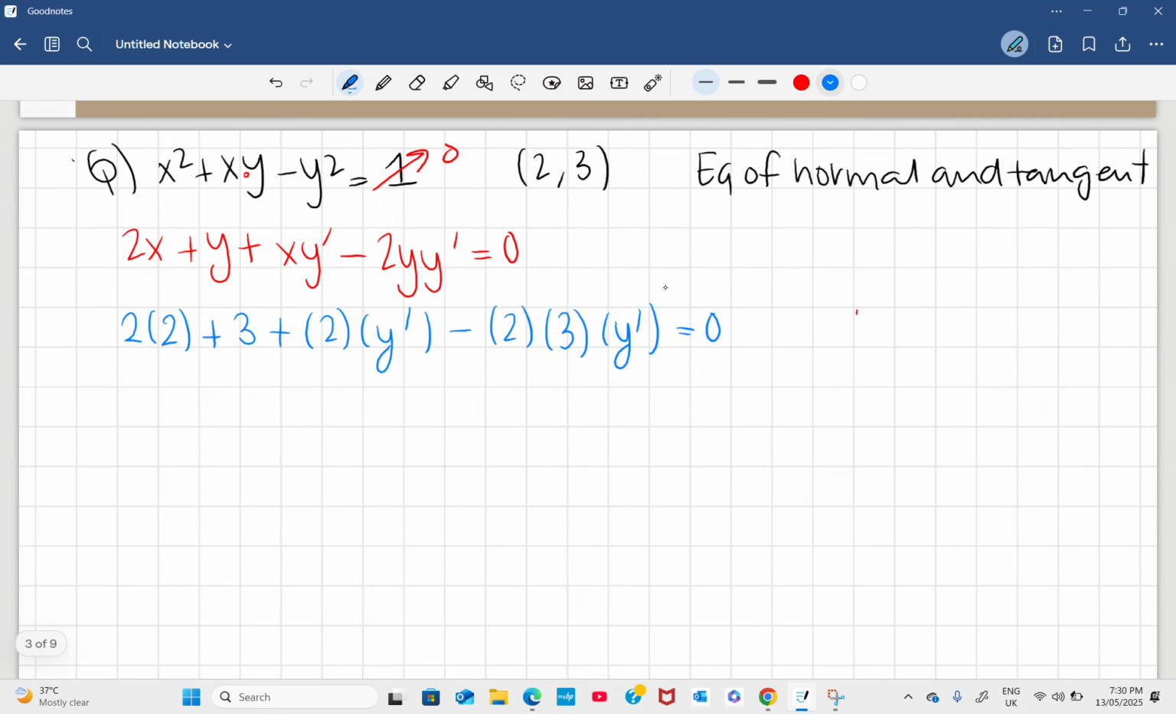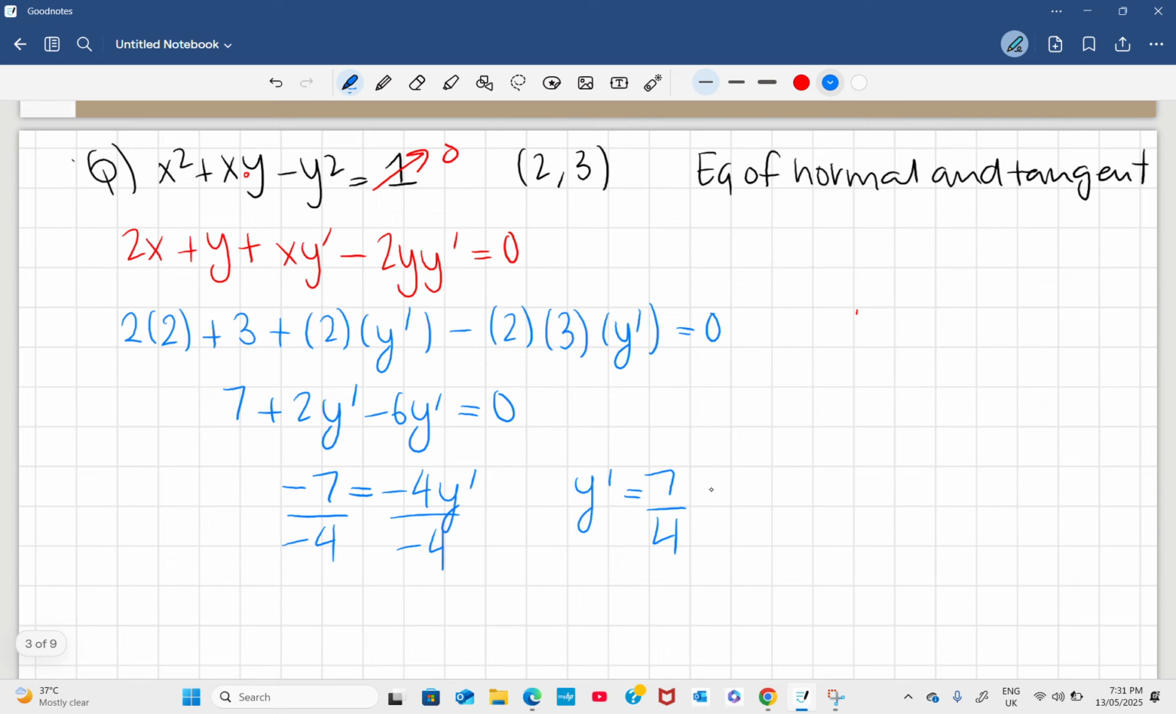Now I'm just gonna solve. We can put it on the calculator, or we can just solve it. So 2 times 2 plus 3 gives me 7, plus 2y prime minus 6y prime equals 0. I'm gonna take negative 7 to the other side. 2y prime minus 6y prime is negative 4y prime. Divide by negative 4, divide by negative 4. So y prime equals 7 over 4. This is my slope of tangent, not the slope of the normal.